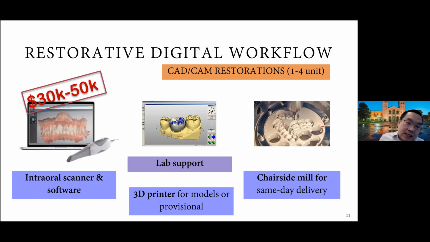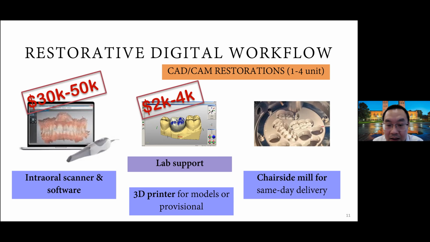So scanners, the cheapest one out there is about 30K, up to 50K on the more expensive ones. A 3D printer is a lot cheaper, usually $2,000 to $4,000. And the chairside mill is usually 50 to 70K. That's why a lot of times when you ask someone outside how much it takes to start a digital workflow, they will tell you something about 100K. That's basically including the intraoral scanner plus the chairside mill.